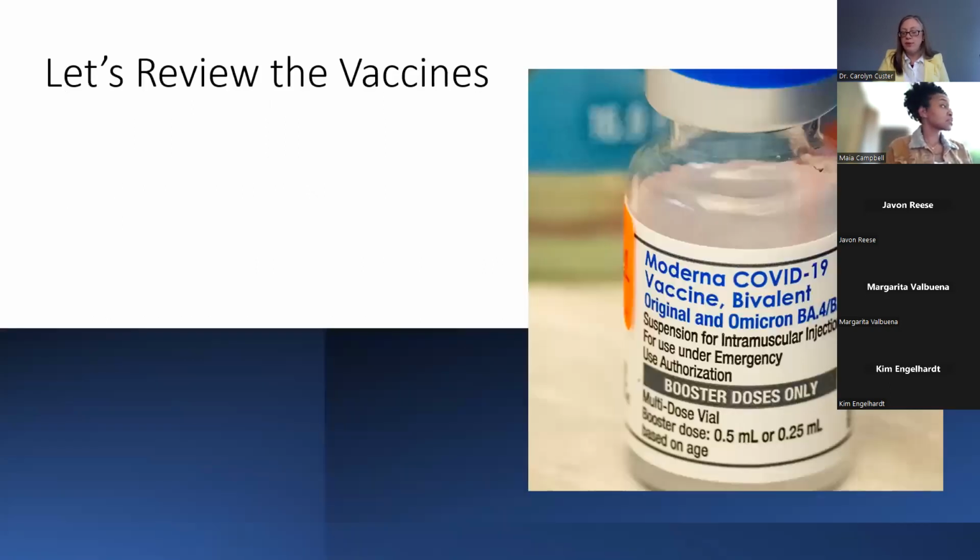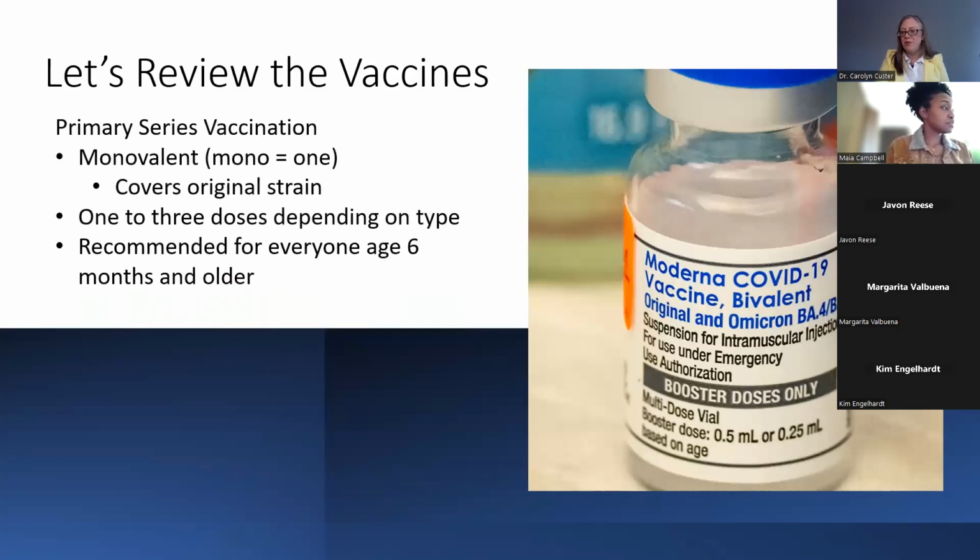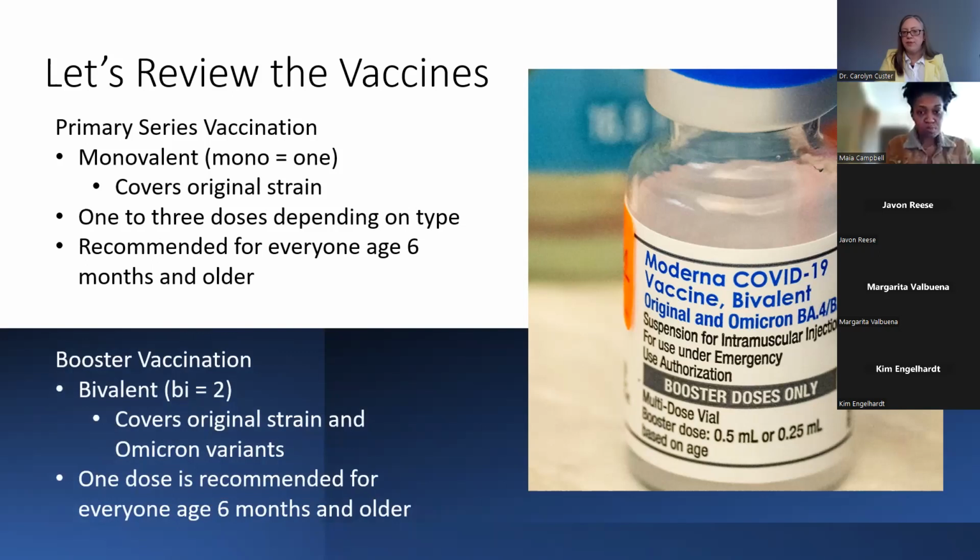So a quick review, we all remember this, but the primary series of vaccination was monovalent, meaning one strain, right? It only covered that original strain that infected everyone, and still is recommended for everyone ages 6 months and older. The Moderna bivalent booster came out, and this is 2 strains, right? So bivalent, it covers Omicron, and it does have some protection against the newest Omicron subvariants, which is fortunate. And it is recommended for everyone ages 6 months and older.